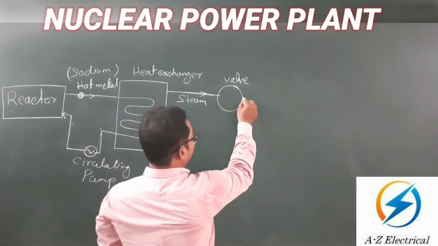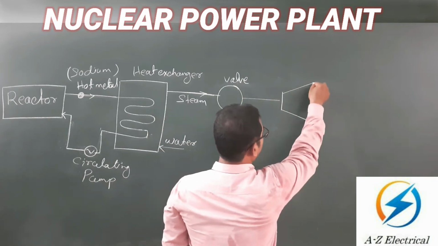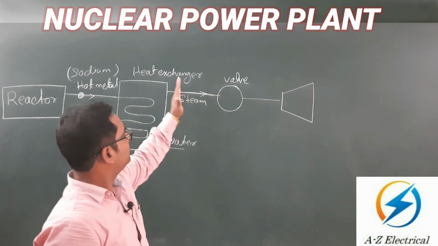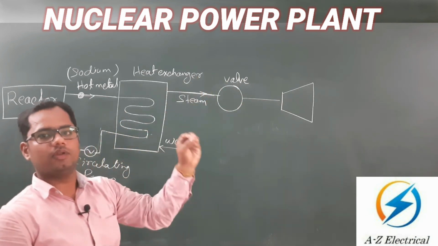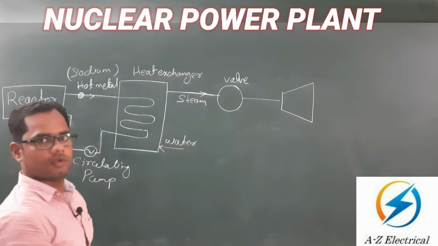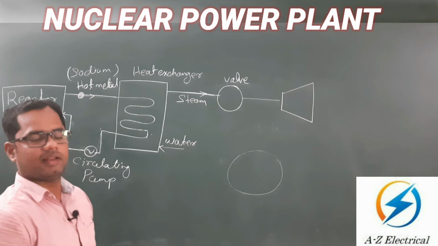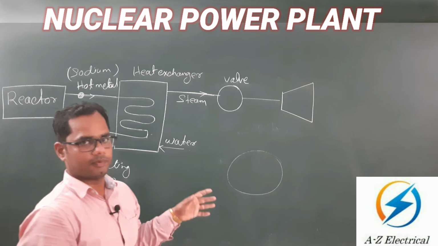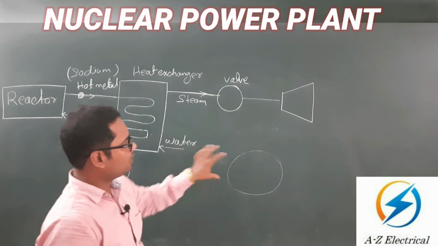Okay. So, from the valve onwards, whatever diagram is present is linked to the thermal power plant, because the mechanism of power production is the same. Finally you have to rotate the generator, and for the rotation of the generator, your requirement is a prime mover. The turbine will act as the prime mover and rotate that generator.